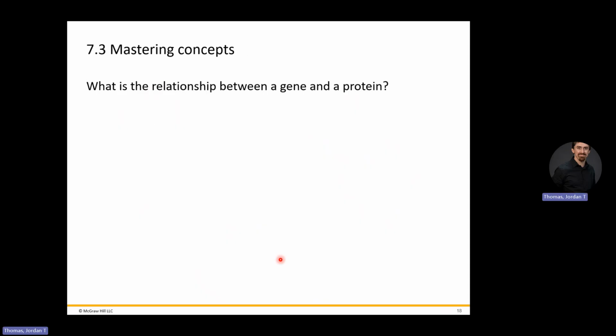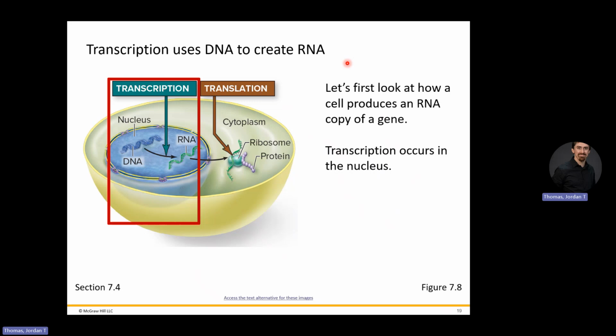What is the relationship between a gene and a protein? Pause, think about your answer, and we'll come back. So a gene is the single set of instructions for a protein. It's the DNA that is a single set of instructions for a protein. It tells you how to make the protein.